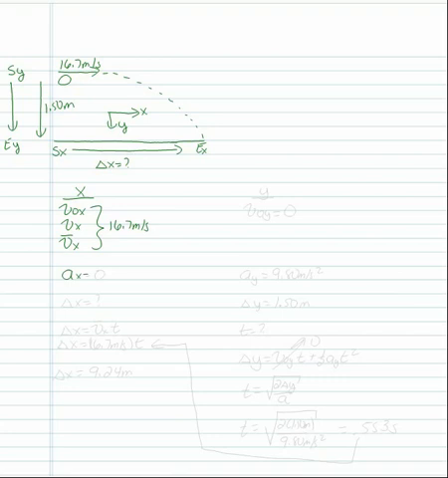We also know the acceleration in the x is 0, because in the x direction it's constant velocity, and we are looking for delta x. The only equation that makes sense: delta x equals v bar x times t. Delta x equals 16.7 meters per second times t. So if we knew t, we could get delta x. This is going to come out of the y equation.